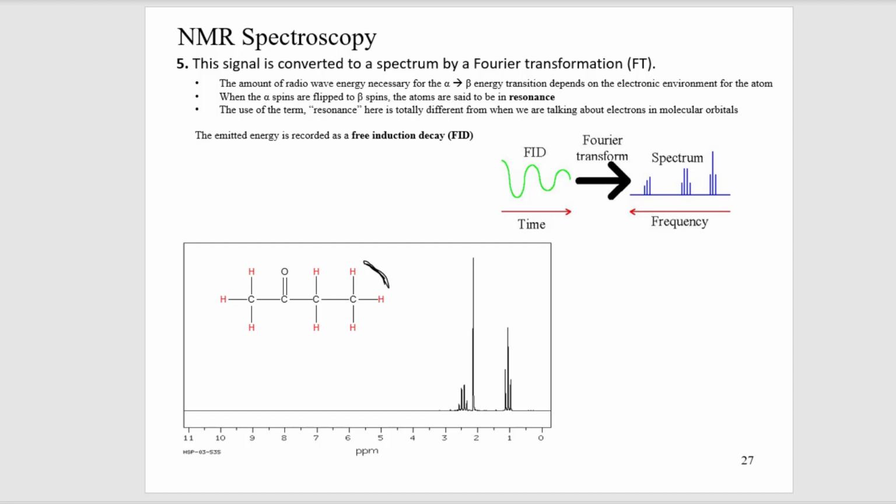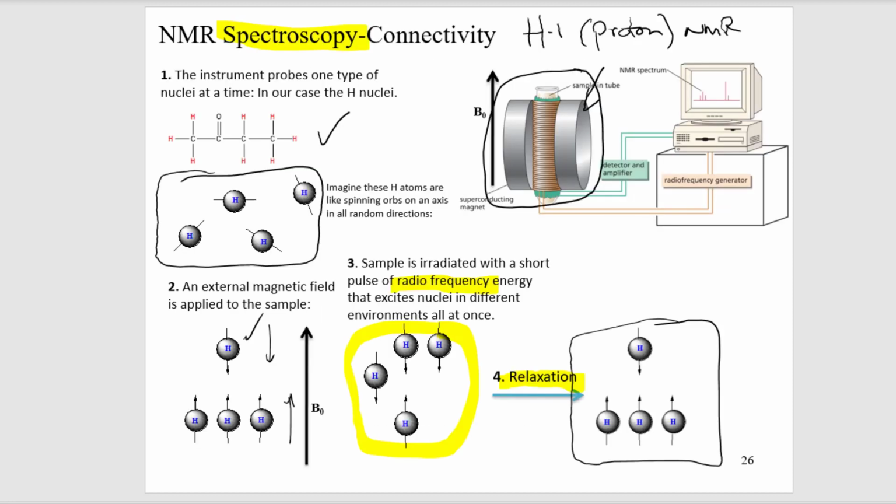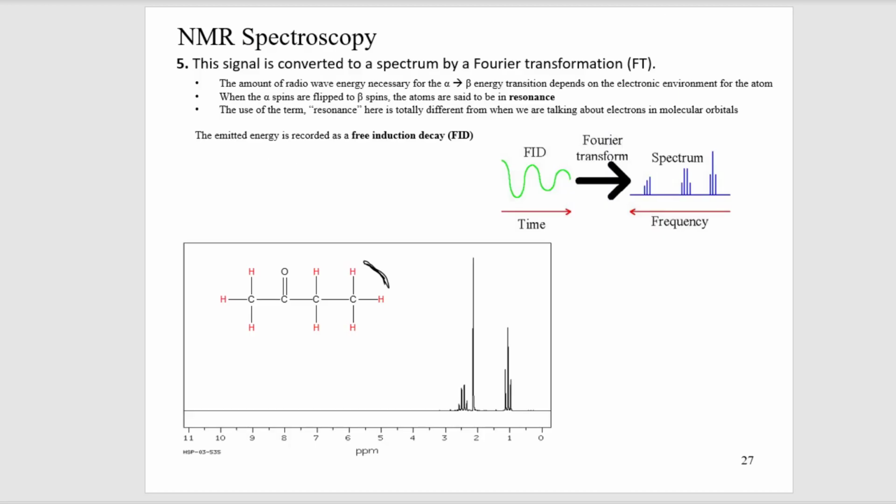When the alpha spins are flipped to beta spins, the atoms are said to be in resonance. And that's what we were looking at previously, right? The alpha to beta flip. The use of the term resonance here does not mean resonance like we did in the UV vis with conjugated systems. This is more of the physics term. It's totally different from when we were talking about UV vis, because there we're talking about electrons and molecular orbitals, okay?